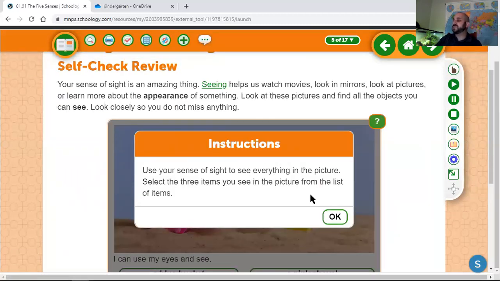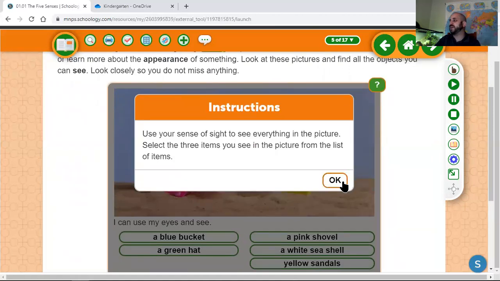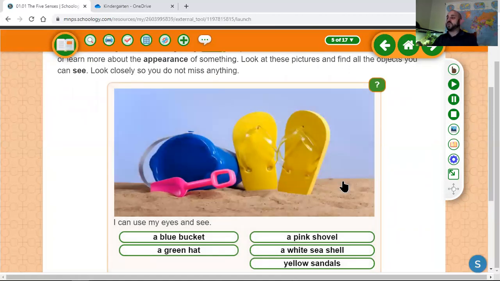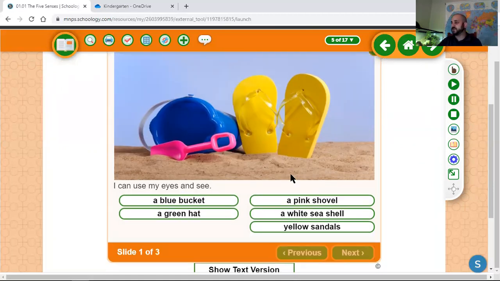Instructions. Use your sense of sight to see everything in the picture. Select the 3 items you see in the picture from the list of items. Okay, so we have to find the 3 items we see. We're looking, I see it's got colors.